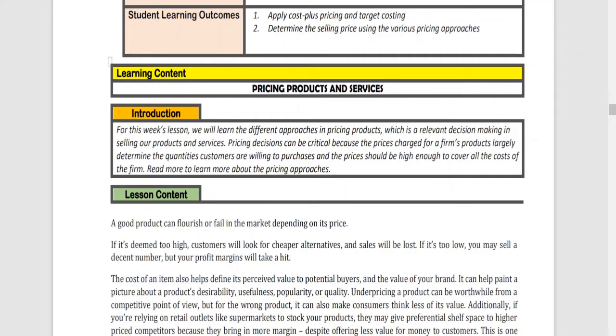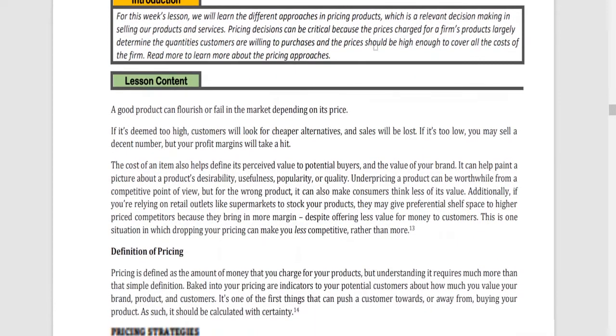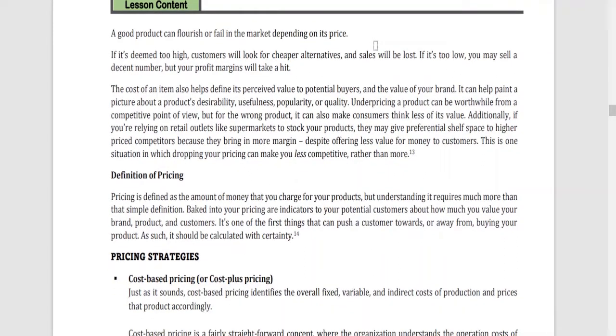At the end of this lesson, the student should be able to apply cost plus pricing and target costing, and determine the selling price using the various pricing approaches. So a good product can flourish or fail in the market depending on its price.